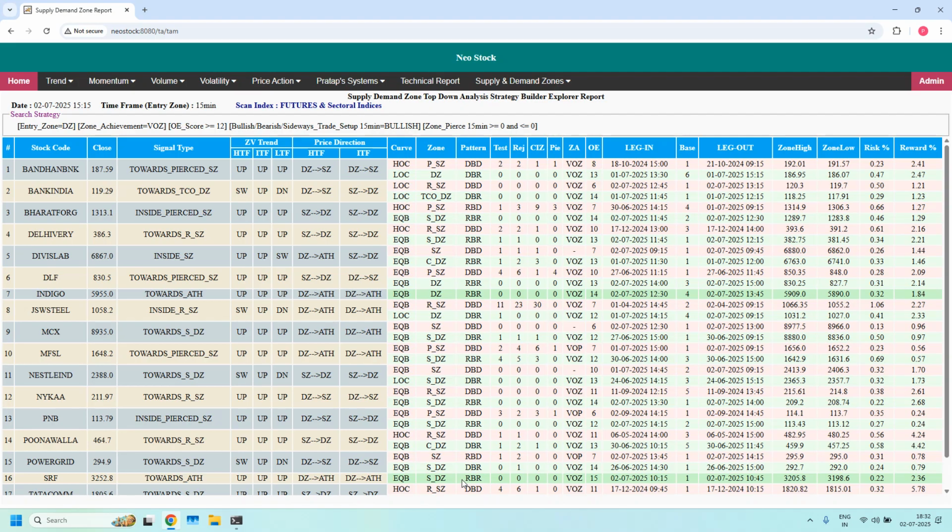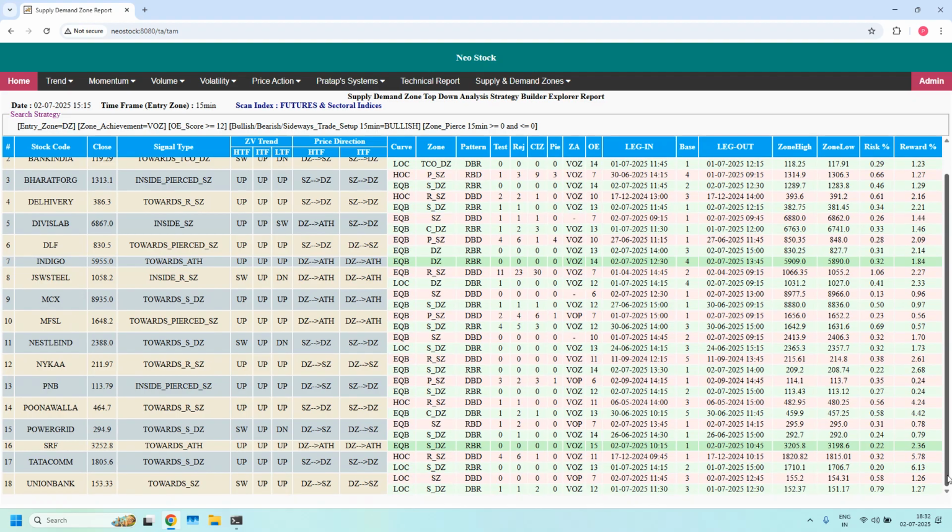all are supporting a bullish trade setup for daily income trade, and all these entry time frame zones are 15 minutes demand zones. So first 16 are 15 minutes demand zones in the list. Scrolling the list down, total 18 stocks are filtered.